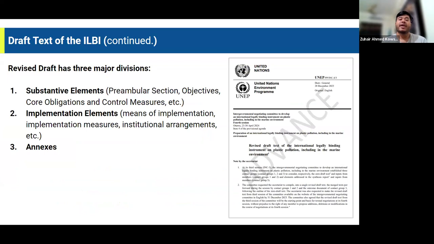Now, if we divide the draft text of the international legally binding instrument, we can do this in three major divisions. The first division is the substantive elements, where we have the preambular section of the treaty, objectives, core obligations, and control measures. Then we have the implementation elements as a major division, where we can see the means of implementation like financing, capacity building, technology transfer, technical assistance, and other implementation measures like compliance, reporting, national action plans or national plans, institutional arrangements, and others. And then this treaty is also expected to have some annexes, which have been kept as a placeholder.